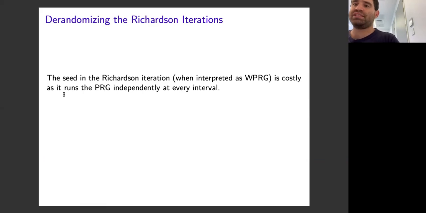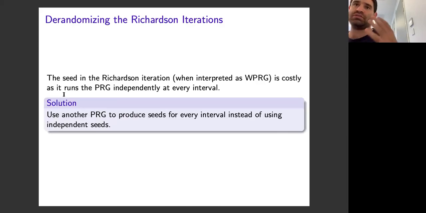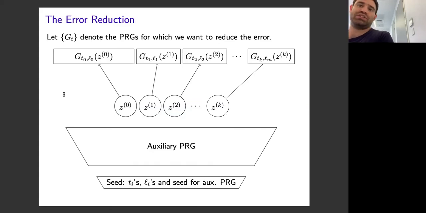The problem with this is that it is way too costly. The reason is that you cannot really afford to run your PRG independently k times with k independent seeds. So the solution is quite straightforward: don't do that. Instead of using independent seeds, just use an auxiliary PRG to produce pseudo-random seeds for those chunks, and use those pseudo-random seeds instead. And this works, and it looks like this.